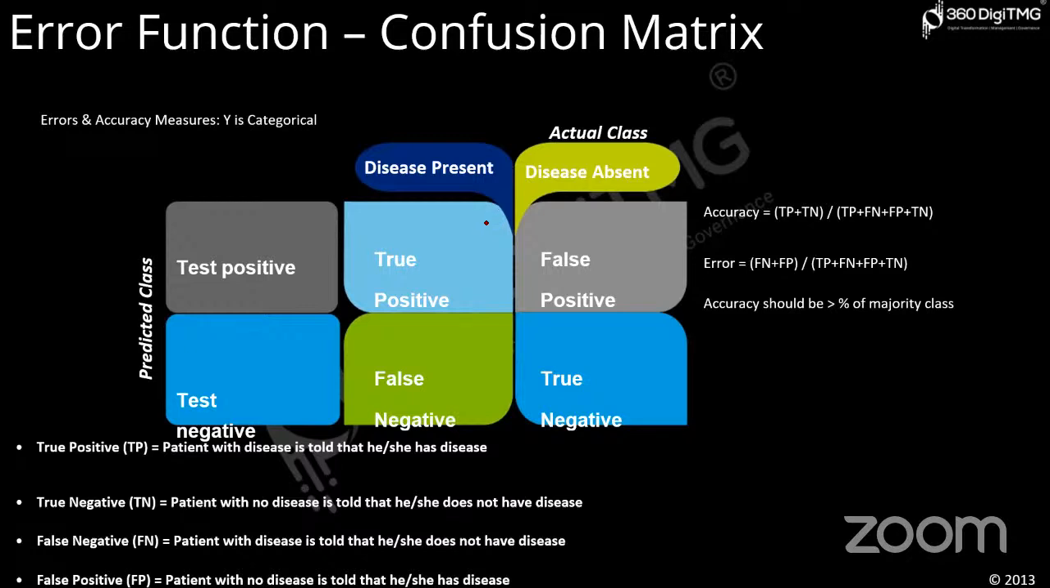The matrix itself can be easily understood. If you read this, we can make a lot of understanding by just reading through. Predictive class is positive or negative. Disease present as positive or negative, or actual class is disease absent. Why is it categorical? Your output is always going to be categorical.